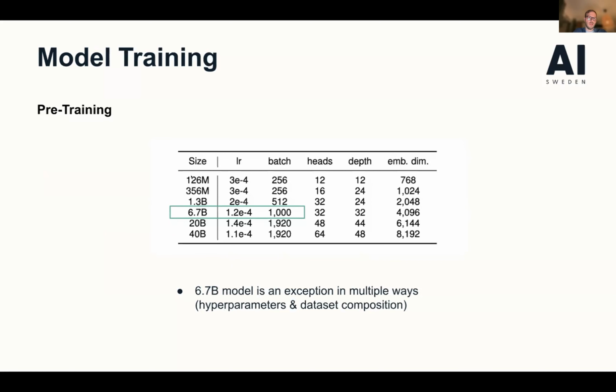We started with 126 million and then scaled up to 40 billion in the end. And you see the hyperparameters in this table. They follow standard practices very well. And I should also mention that the 6.7 billion model is a bit of an exception in multiple ways. Different hyperparameters, also different data set composition. It's an exception.